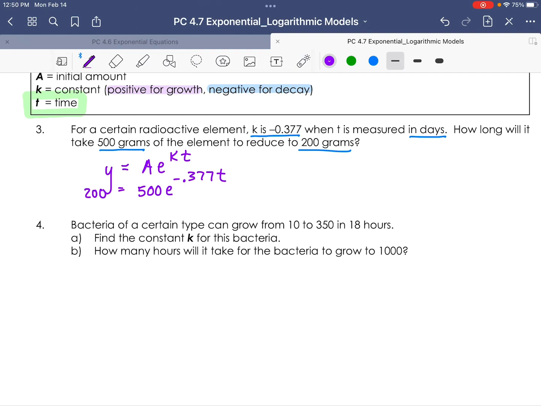So you go through the same process, divide by 500, okay, which is going to be 0.4 equals e to the negative 0.377t, natural log both sides.